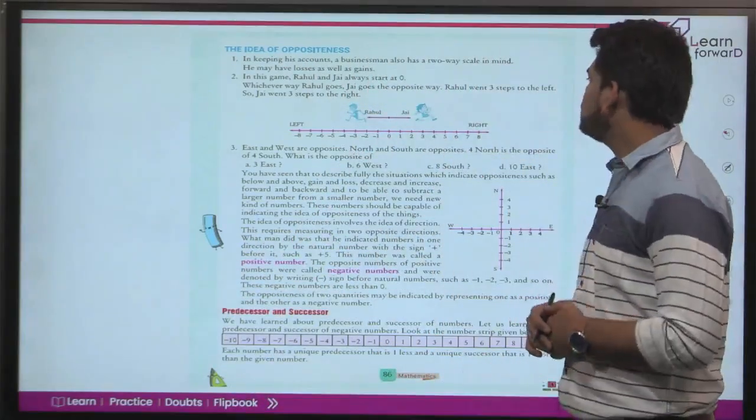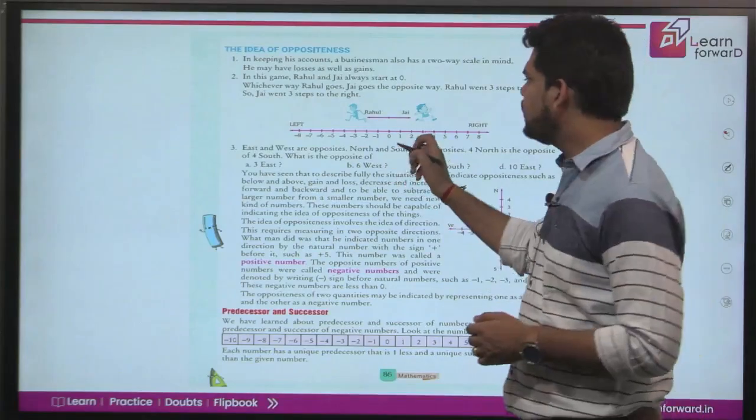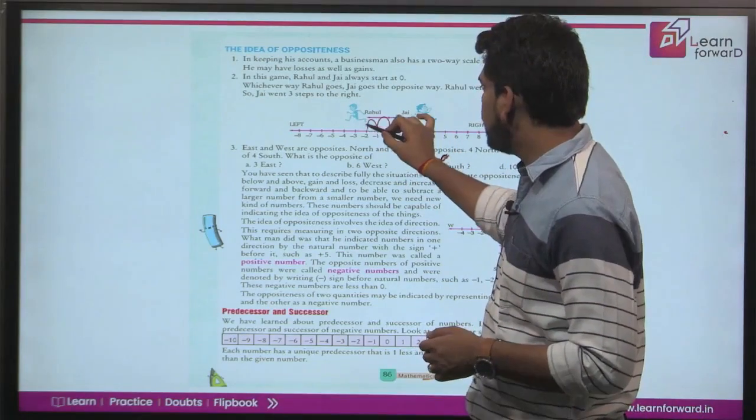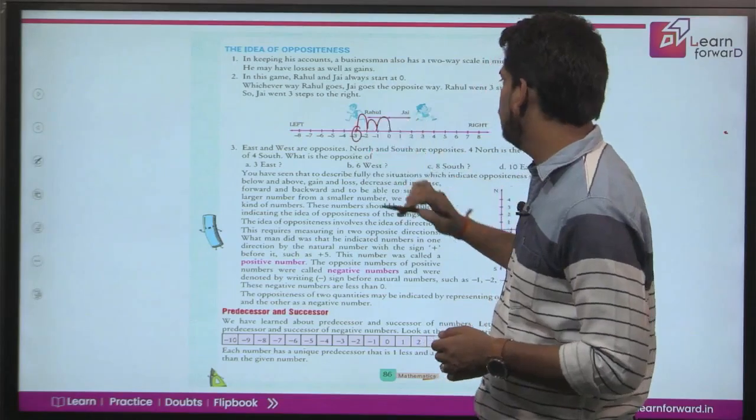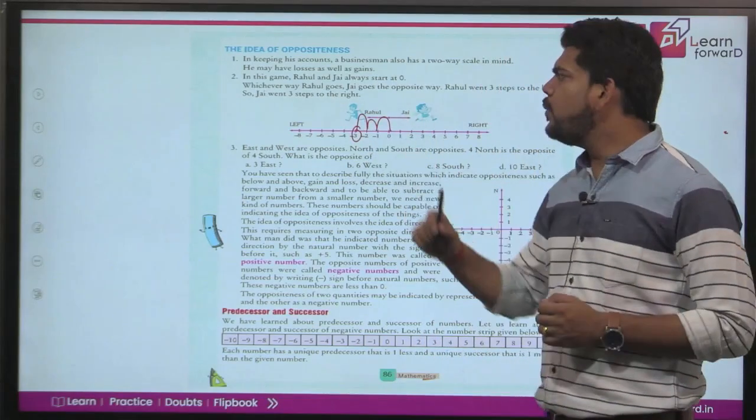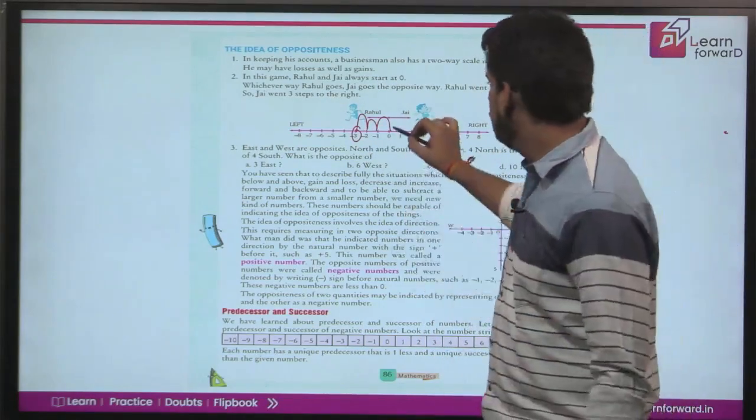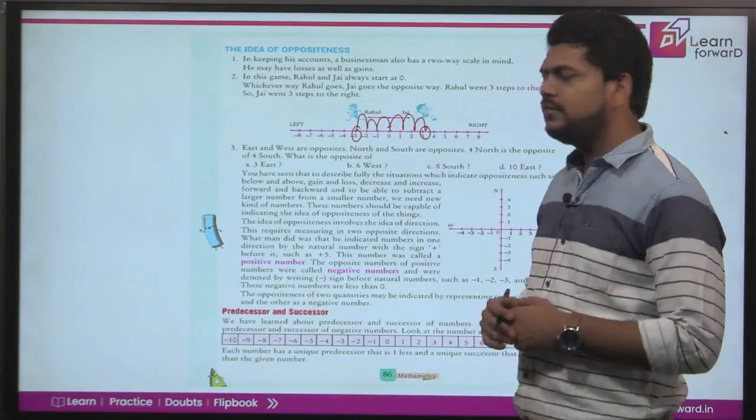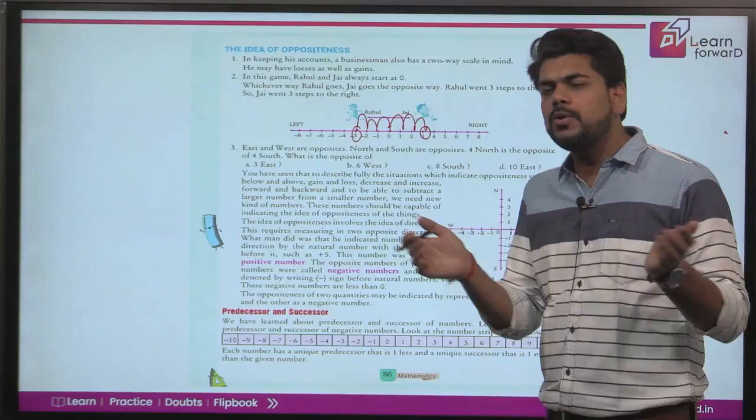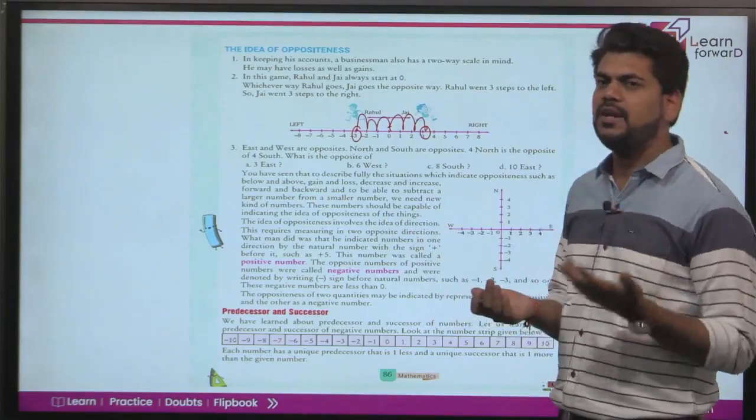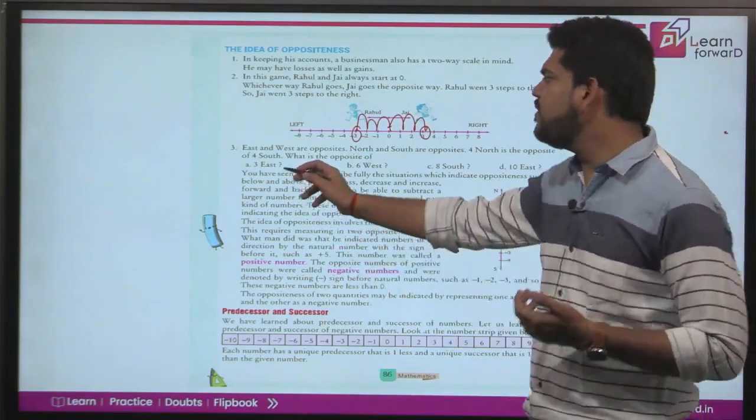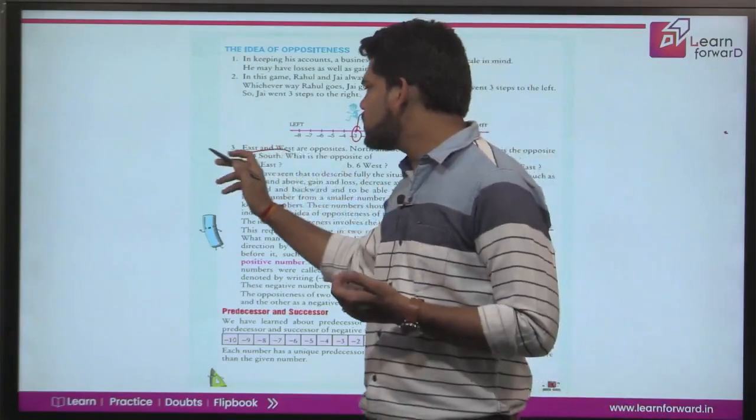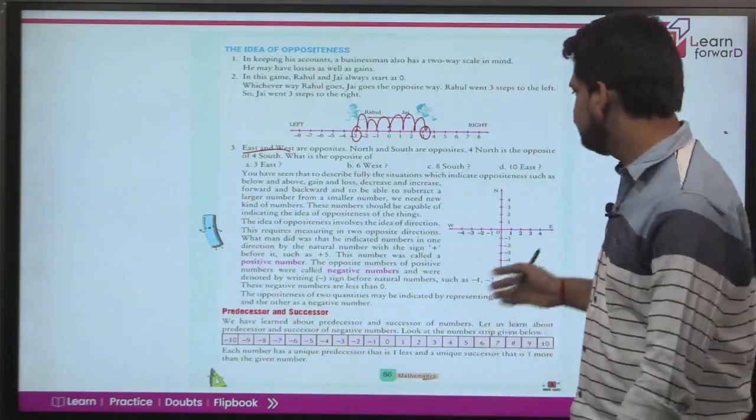Rahul went 3 steps to the left. From 0, he went minus 1, minus 2 and on to minus 3. Whereas Jay went 3 steps to the right. 1, 2 and he is at 3. Fine. So whenever we talk about opposite things, we can say one is positive and another is negative. In the same way, directions like north and south, east and west are some of the examples.